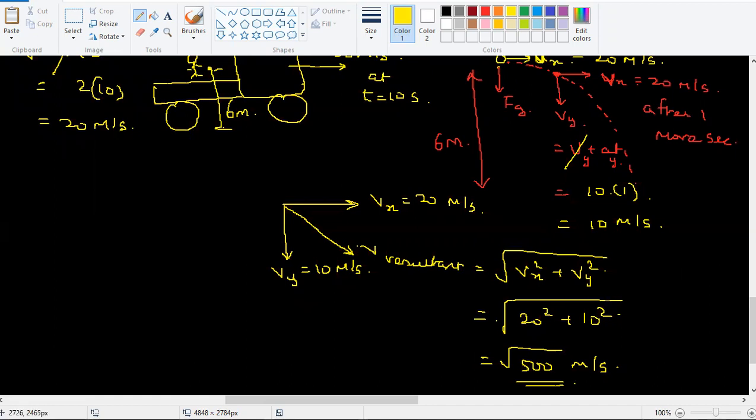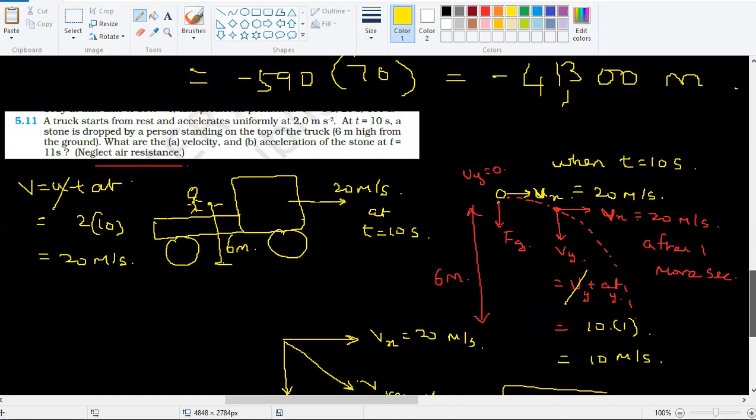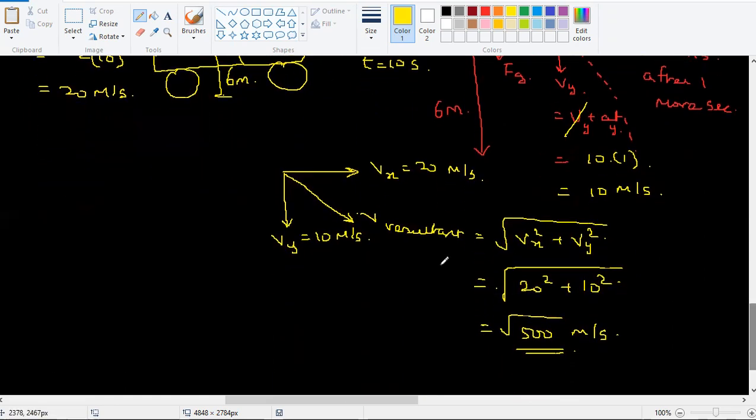But then velocity means what? Is it magnitude, or should I find the direction also? What do you think? Direction also. Find the direction. Direction also, right? So how to find direction? Anybody? So that is your theta or alpha.